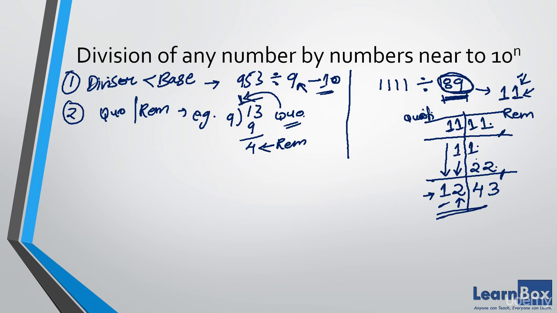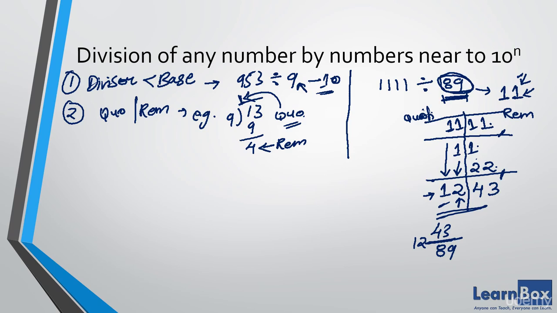If you divide 1111 by 89, you'll get 12 as quotient and 43 as remainder. So the answer can be written as 1243 by 89. There is one thing which we have to make sure of, that the remainder can never be more than our divisor. There can be a case where the remainder is more than the divisor.